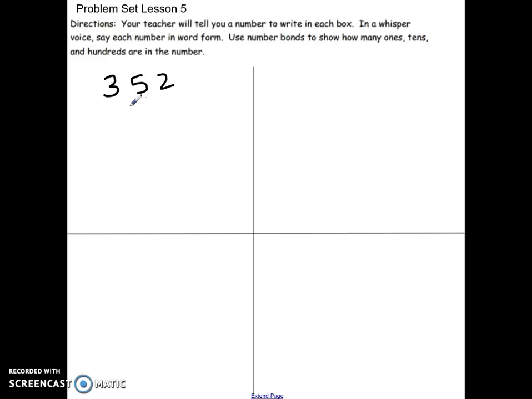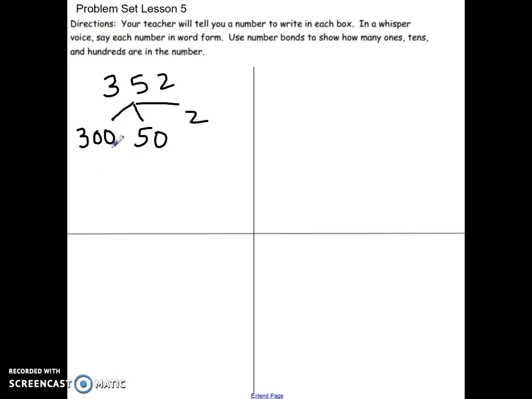So I'm going to break up my number into my number bond. I'm going to start with my hundreds. So I have 3 hundreds. 3 hundreds is 300. Then I look at my tens. I have a 5 in the tens place, and 5 tens is 50. And then I'm going to look at my ones place, and 2 ones is 2. So my number bond is 300, 50, and 2.